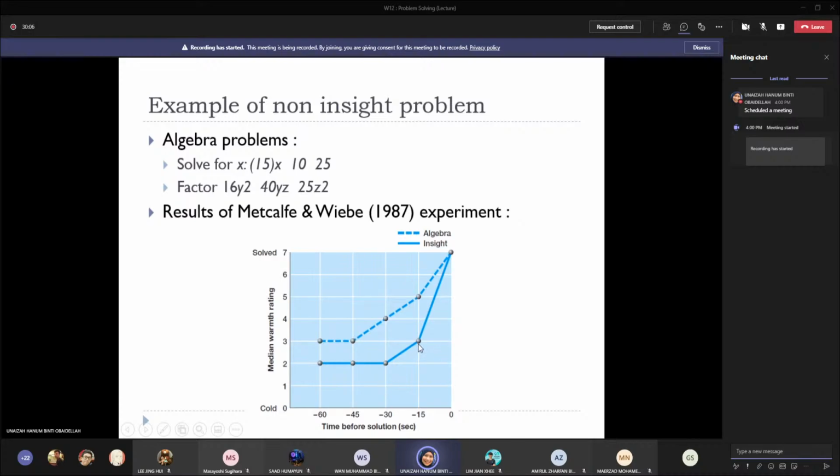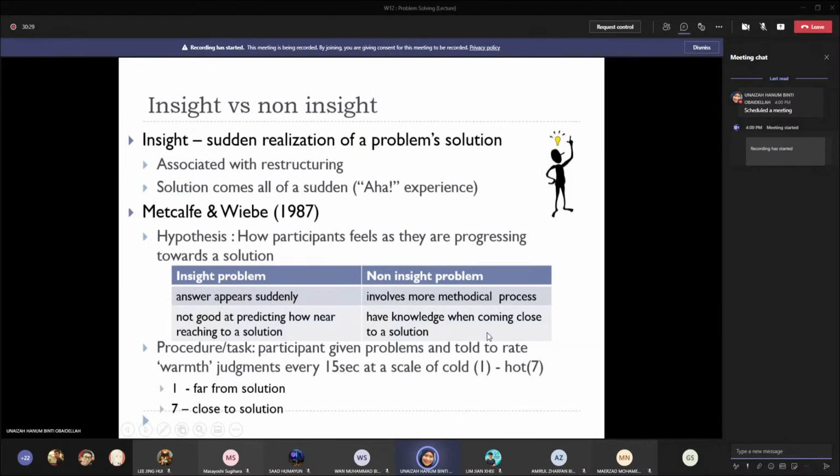And then you start to get a hint, and suddenly you have a solution, right? If you managed to do that problem just now, you could feel that the solution comes to you almost instantly. So it has been shown that insight problems tend to be solved instantly, that the answer appears suddenly compared to non-insight problems.